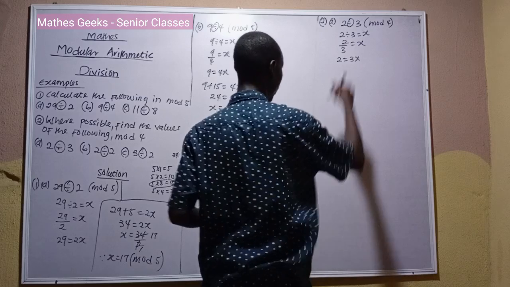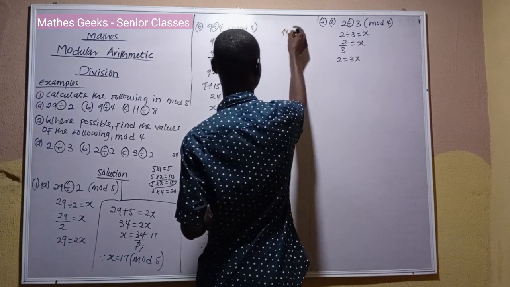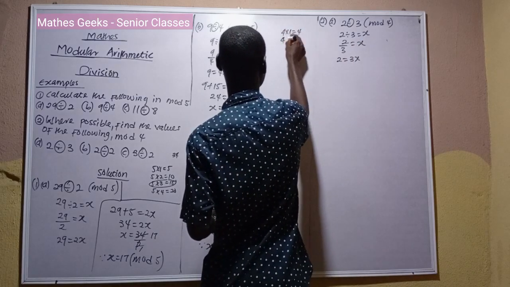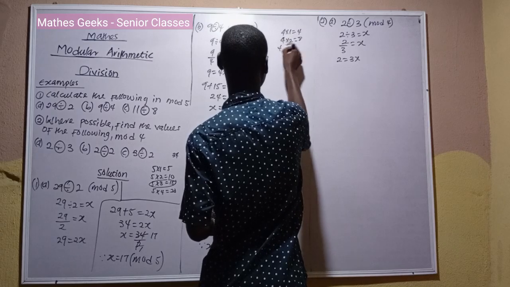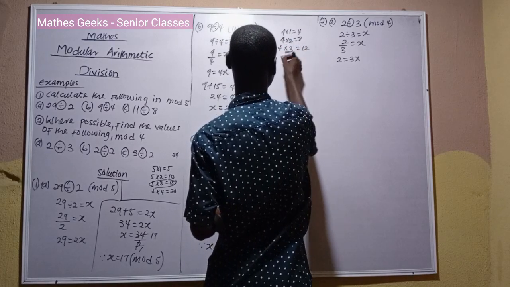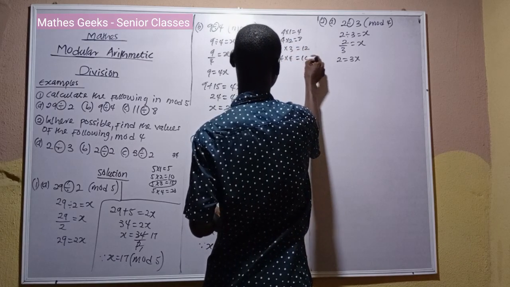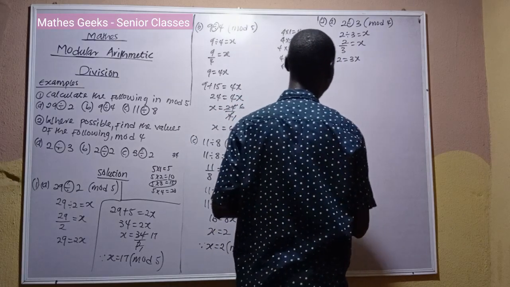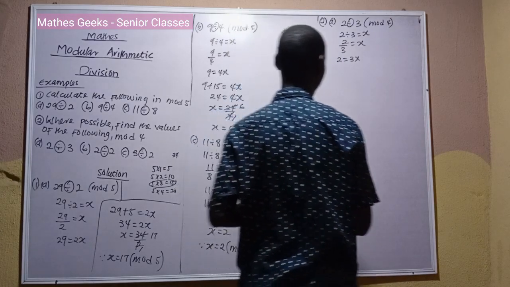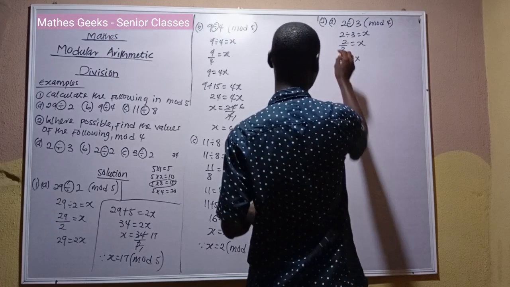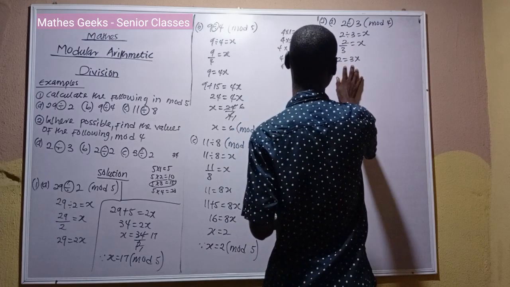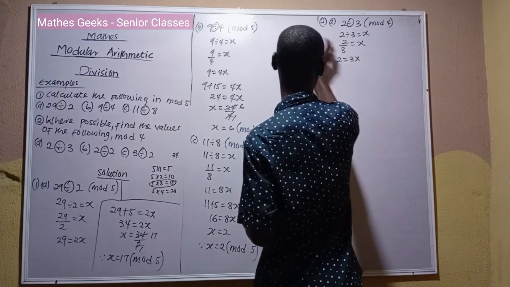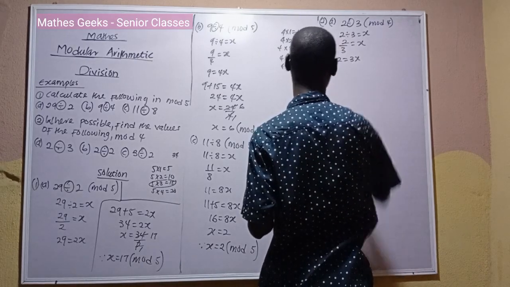So now, multiples of 4. 4 times 1, 4. 4 times 2, 8. 4 times 3, 12. 4 times 4, 16. 4 times 5, 20. I'm going to stop here. So the multiple of 4, when added to 2, will be divisible by 3. 4 times 1 is 4. 4 plus 2 is 6. 6 is divisible by 3.